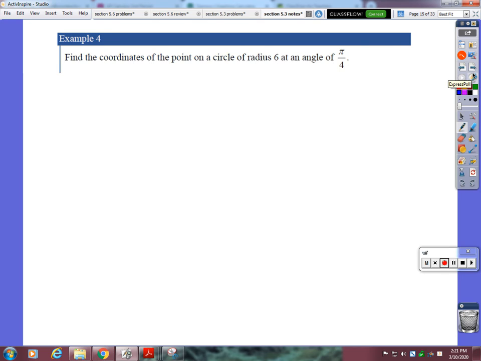Find the coordinates of the point on a circle of radius 6 at an angle of pi over 4. Well, what is pi over 4? We have to change this into degrees by multiplying by 180 over pi. Right, exactly. So the pi's cancel, so you're really just doing 180 divided by 4. So this is 45 degrees. Okay?